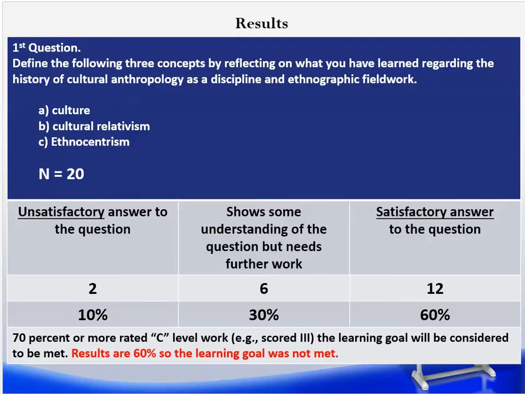Now, here are the results. For question 1, which was define the following 3 concepts by reflecting on what you have learned regarding the history of cultural anthropology as a discipline and ethnographic fieldwork. And the 3 areas they were to discuss were culture, cultural relativism, and ethnocentrism. And this was given as a short essay question.